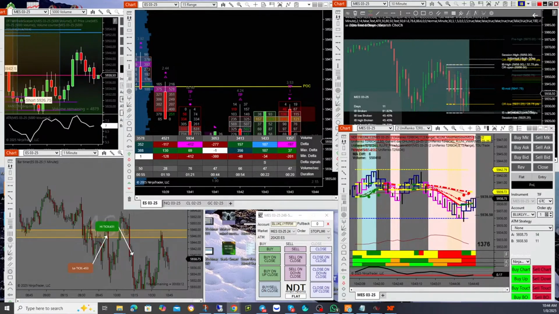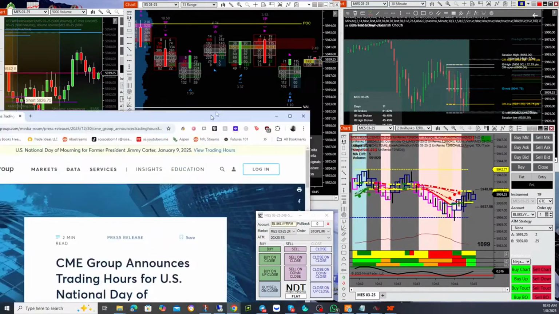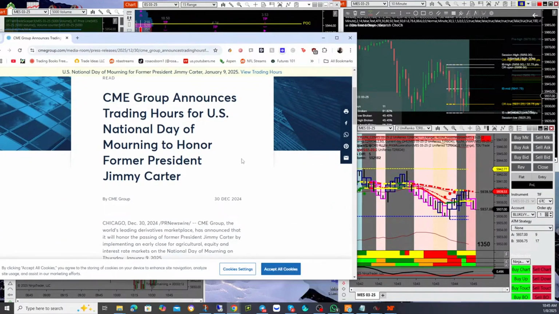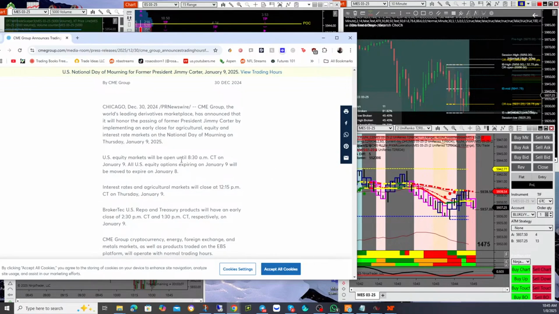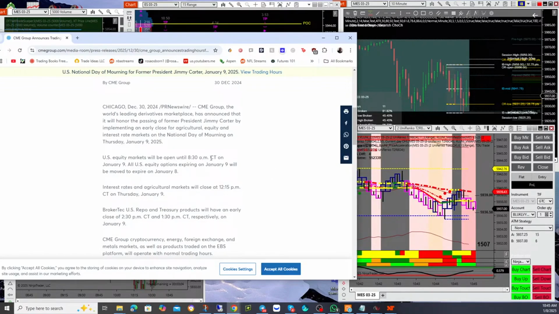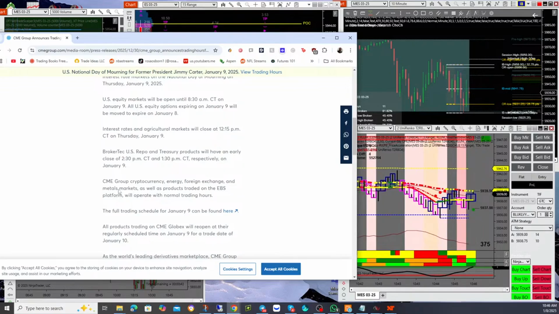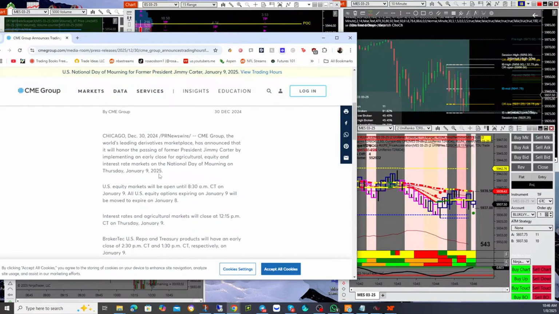We just happened to get nicked out here, but I think this might just keep pushing lower. Okay, let's read this together here. Since CME Group announced, I'm just gonna minimize this. So the U.S. equity markets will be open until 8:30 Central Time, which is 9:30 Eastern, where I'm located. Interest rate and agricultural products like soybeans and wheat probably close at 1:15 Eastern. One thing that I haven't traded in a while is bonds.